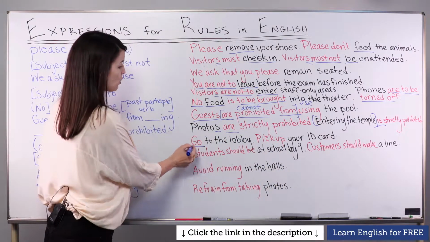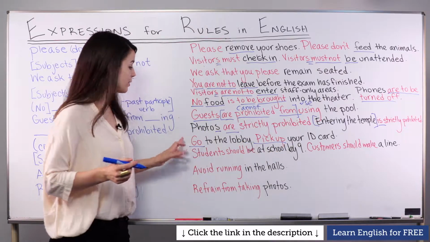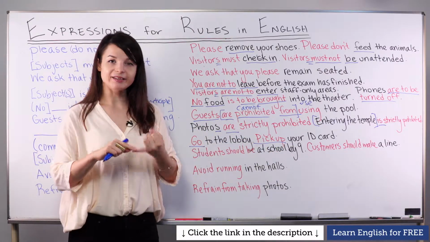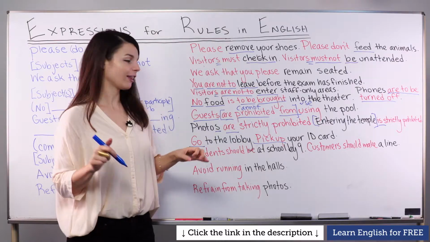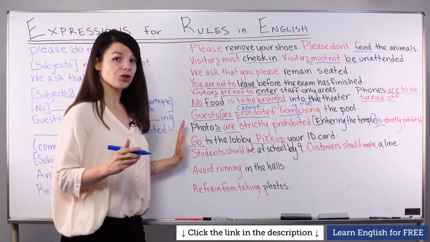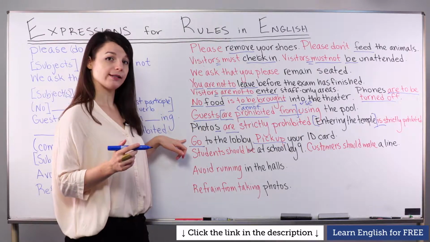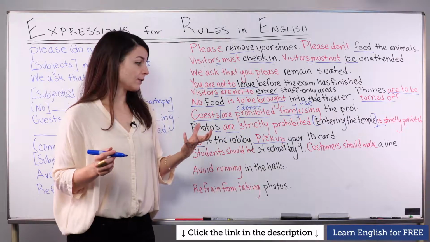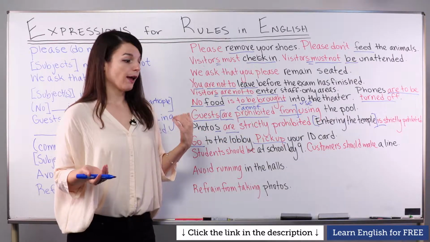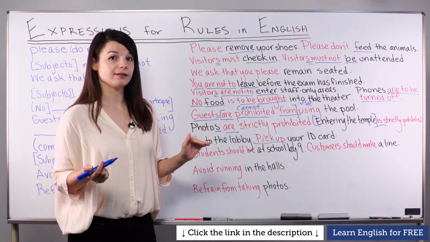Examples, go to the lobby, pick up your ID card. So you notice here there's no please or we ask that you or students must, nothing like that. We've just got this very short, quick command form verb. So this is just the simple present tense. So go to the lobby, pick up your ID card. These sound direct. So they're useful when talking about rules or when giving someone directions too.